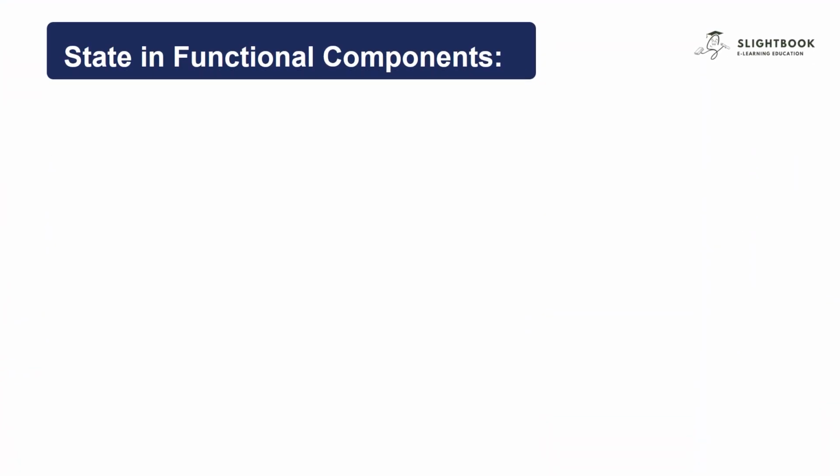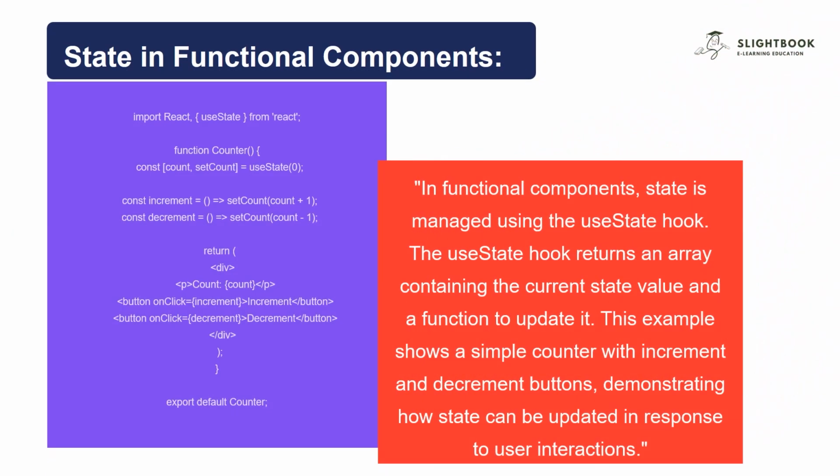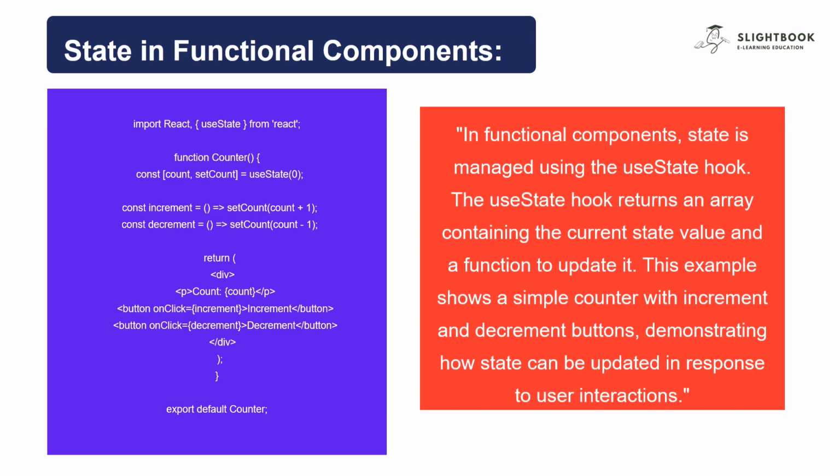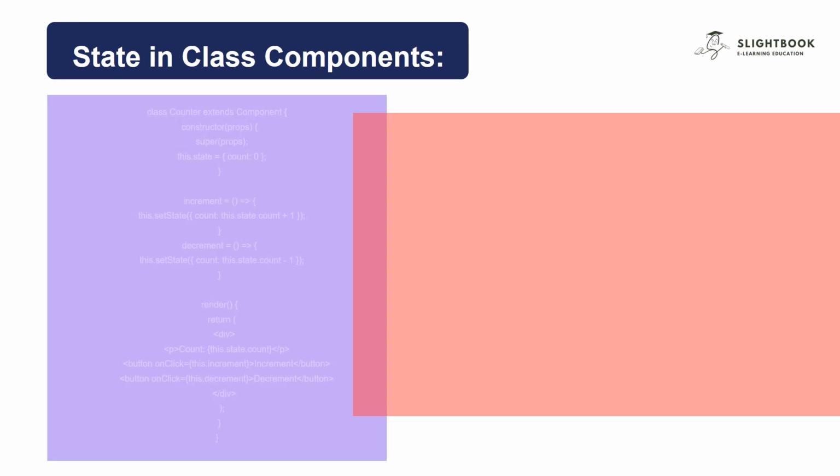State in functional components. In functional components, state is managed using the useState hook. The useState hook returns an array containing the current state value and a function to update it. This example shows a simple counter with increment and decrement buttons, demonstrating how state can be updated in response to user interactions.